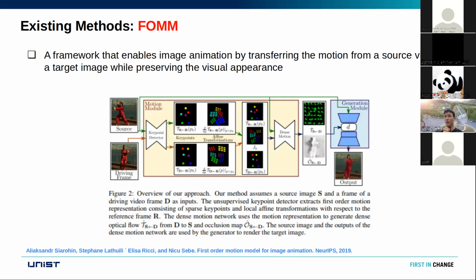Now, FOMM is a framework that enables image animation by transferring the motion from a source video to a target image, preserving the visual appearance. If you remember, I presented this paper a while ago, and this is a huge paper, not only for this DA-GAN, but also because after its publication, a lot of opportunities and research directions were opened. So this paper was huge in the face research area.